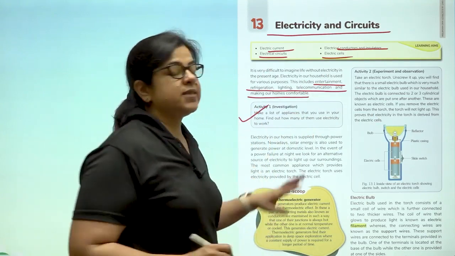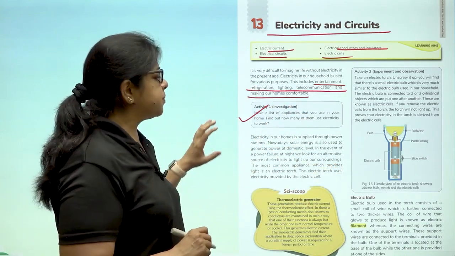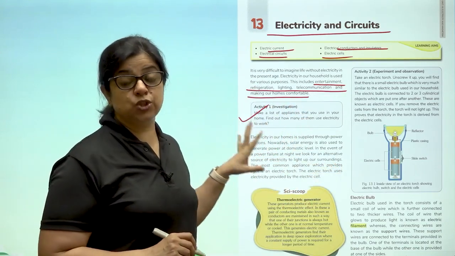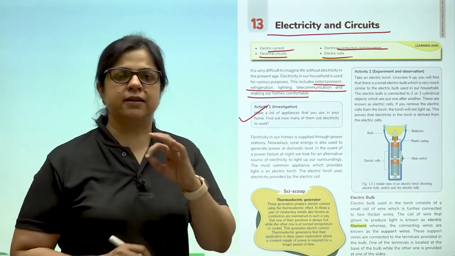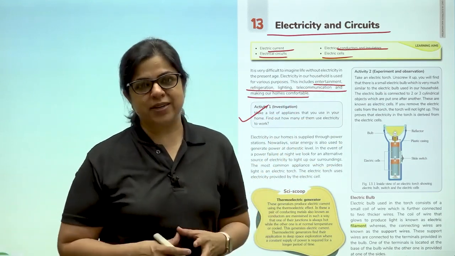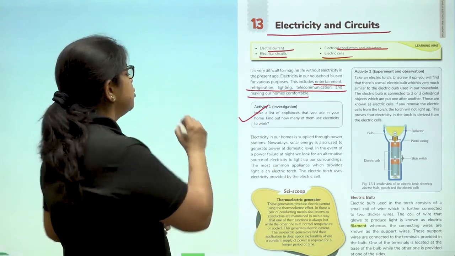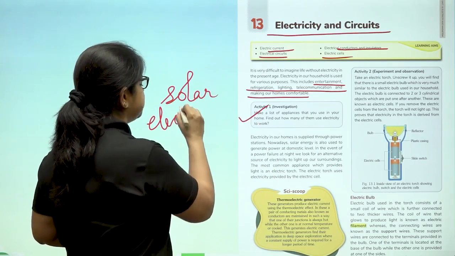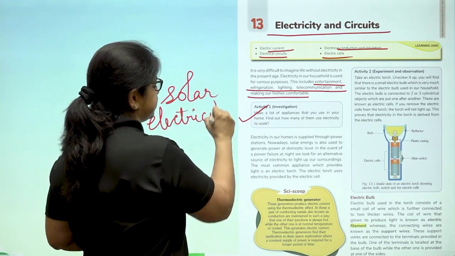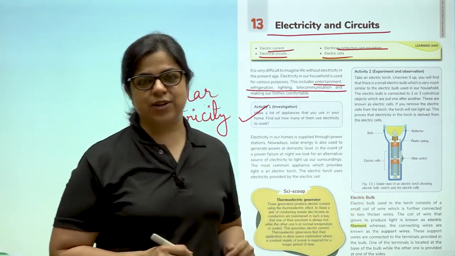So now if you do this activity that is given in your book, that means finding out where all electricity is used in your house, you will be amazed to see that practically nothing works without electricity nowadays. Isn't it true? In fact, these days, solar cells or solar electricity is becoming very, very popular. We are going to read about it in greater detail inside the chapter.